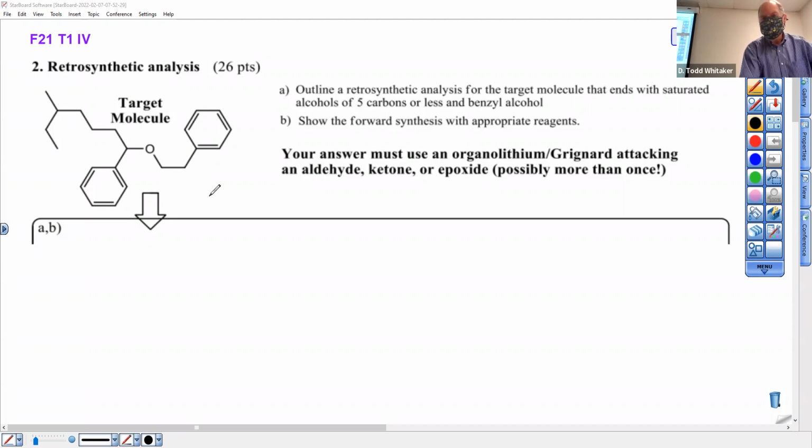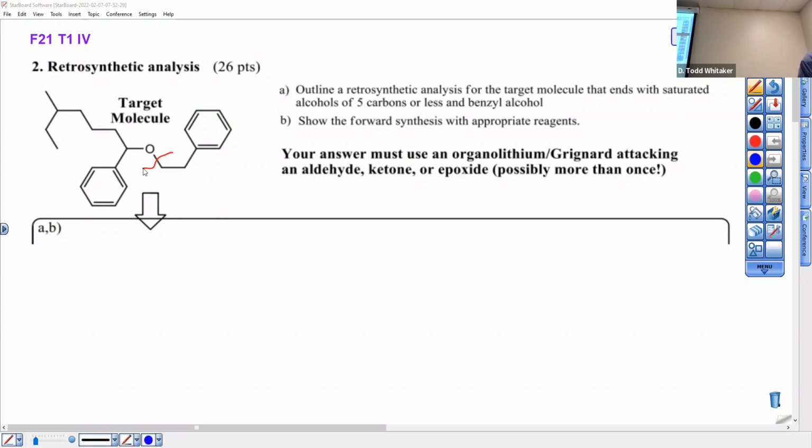And if you remember, SN2s work best if a primary carbon has a leaving group. They slow down if it's secondary, and they don't happen at all if it's tertiary. So, which of these two carbons in your ether is primary? Answer, this one. That's the carbon that needs to have the leaving group. This is the bond that you will make in the last step of your synthesis.